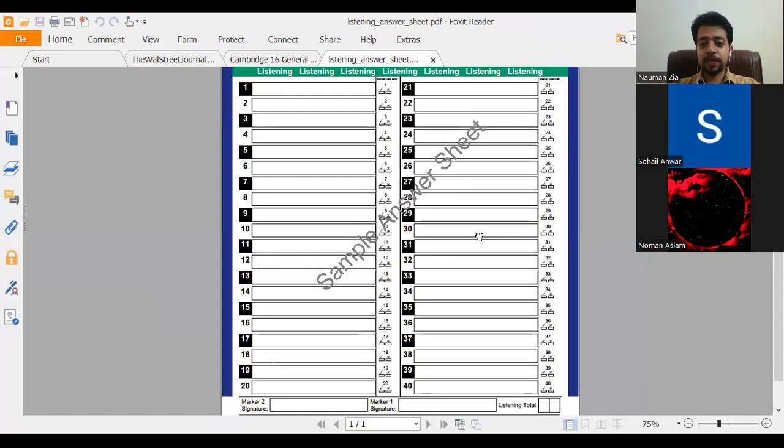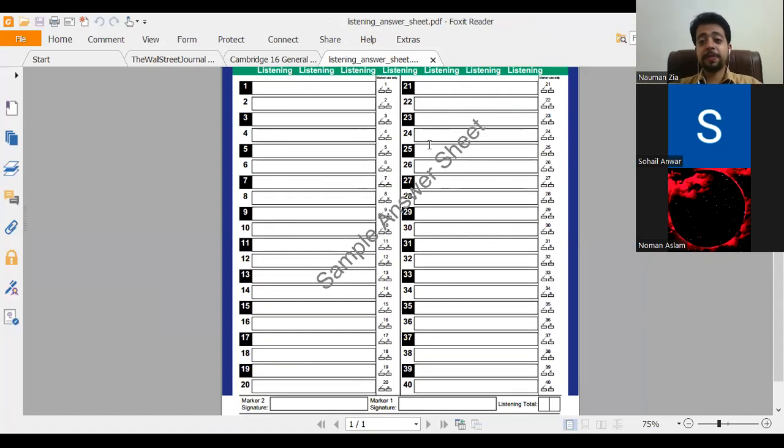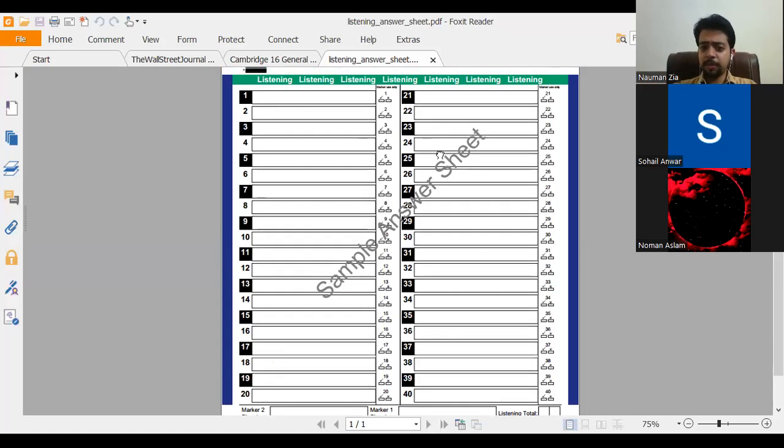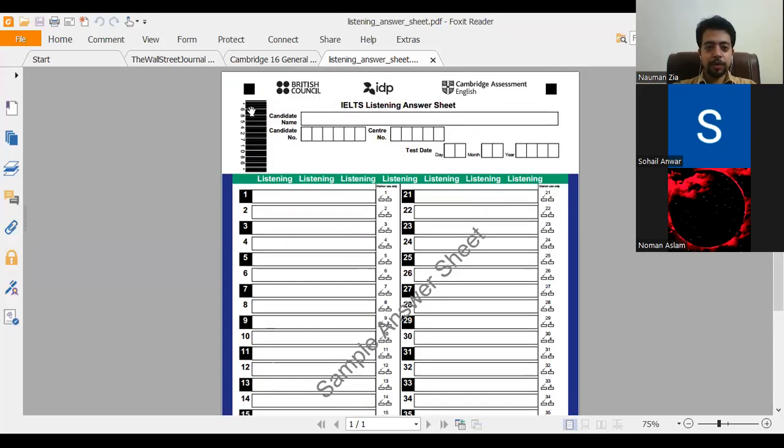Make sure while transferring the answers, do not misspell the word. Any wrong spelling, for example, if the answer is smile, right? And if you write S-M-I-L-E-E, double E, then your answer would be incorrect. Right, there is no negative marking, so you have to attempt all the 40 questions. I hope it is clear now.